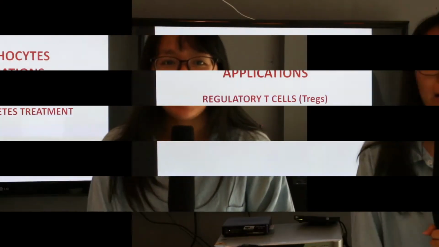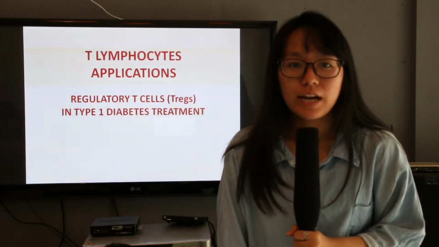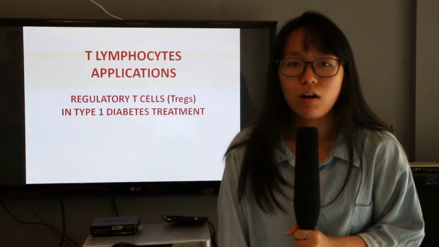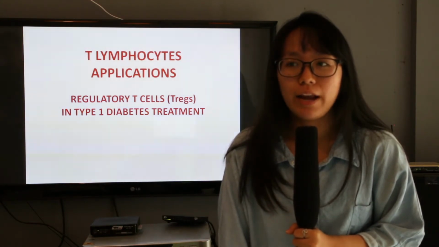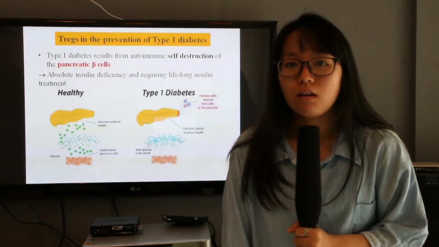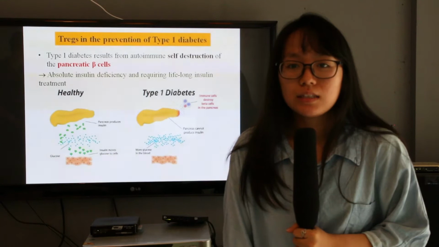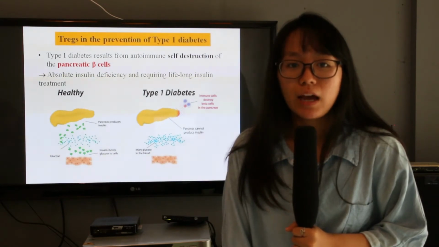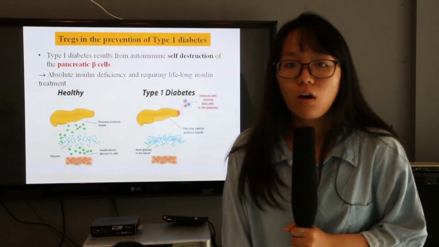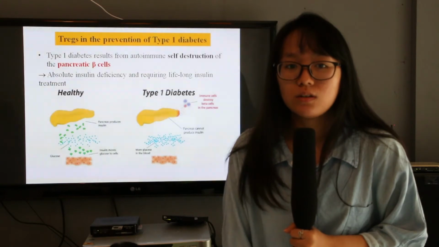My name is Thư, and now we'll talk about the second application, which is the role of T regulatory cells in the development and prevention of type 1 diabetes. So normally in a healthy person, the pancreas produces beta cells that make insulin to take up glucose in the blood and deliver it into the cell.